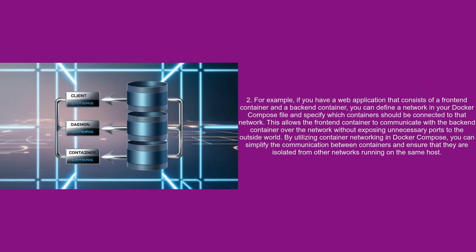So, let's say you've got a web application with a front end and a back end. In Docker Compose, you can set up a network in your file to connect these containers. This lets the front end and back end communicate with each other without needing to open up ports to the outside world. By using container networking in Docker Compose, you make it easier for the containers to talk to each other and keep them separate from other networks on the same host. Pretty neat, right?